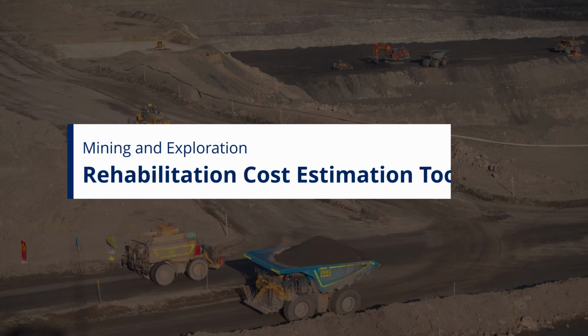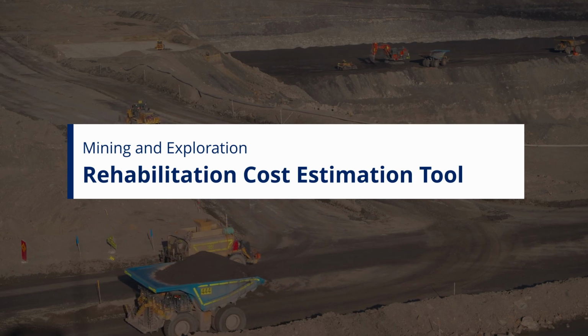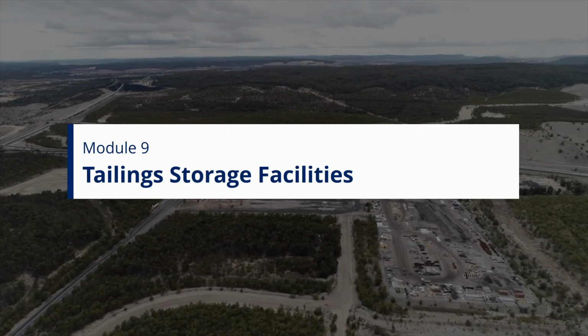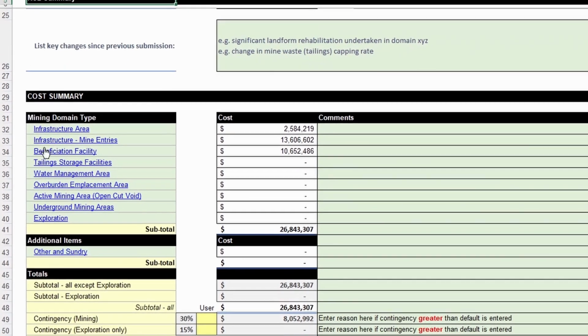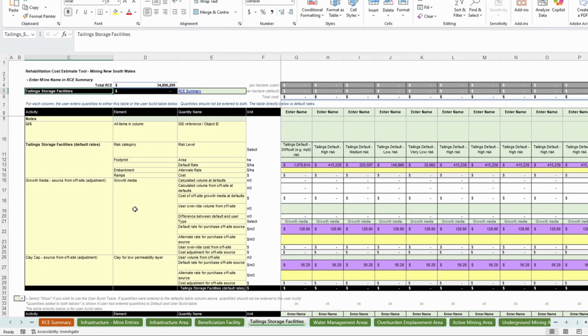Welcome back to the training series for the Rehabilitation Cost Estimation tool for mining and exploration in New South Wales. This is Module 9. In this module, we will dive into the Tailings Storage Facilities input sheet, which calculates costs for decommissioning and rehabilitation of tailings storage structures.